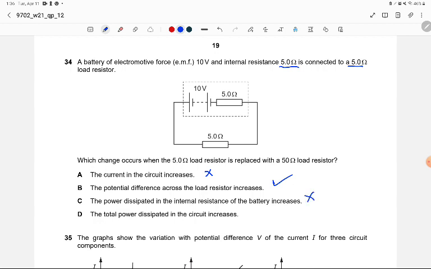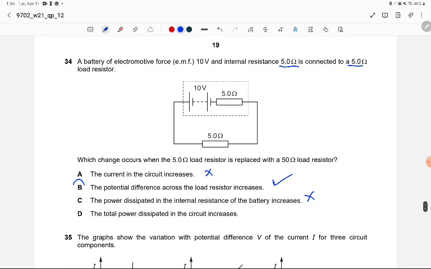It is going to decrease over here because the current has decreased. The total power dissipated in the circuit increases. The potential difference, let's just look at this factor that the current decreases. So no, that is not going to happen. That is not going to happen. So it has to be B.